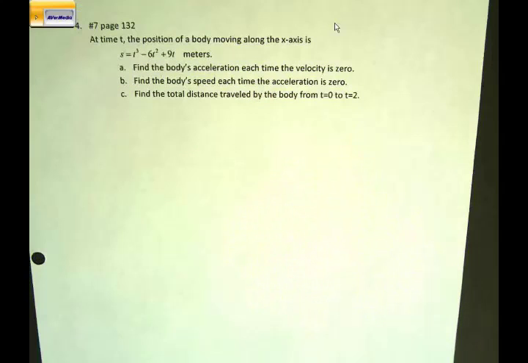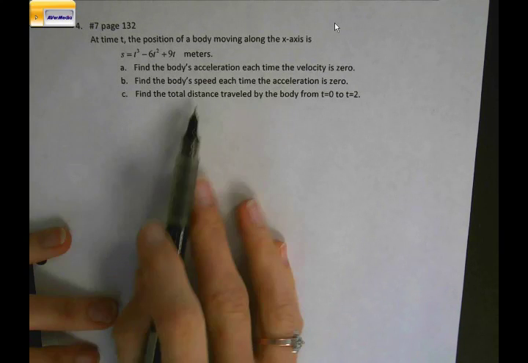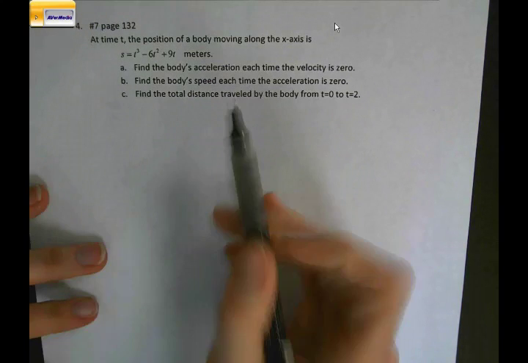Number four: at time t, the position of a body moving along the x-axis is given. Find the body's acceleration each time the velocity is 0. So we're going to have to calculate the second derivative. We have to calculate the first derivative, set it equal to 0 to get time, and then find the acceleration at that point. Find the speed each time the acceleration is 0, and then find the total distance traveled by the body from time 0 to time 2. These are three very different questions. And the last one's the most interesting one, because this is distance, not displacement.